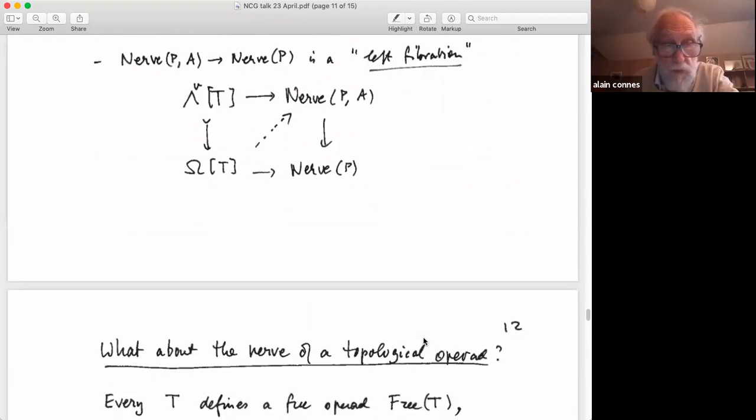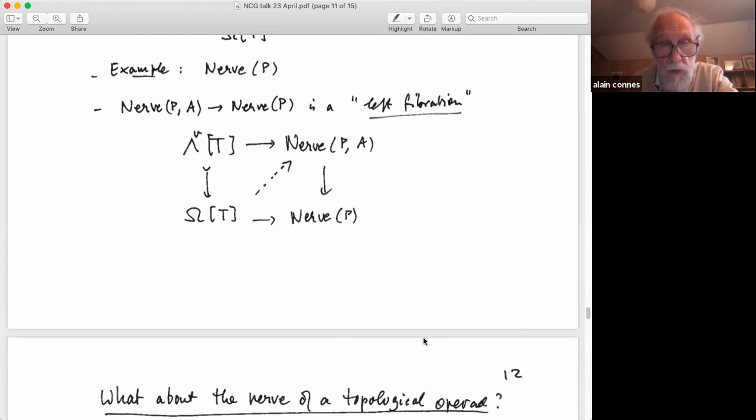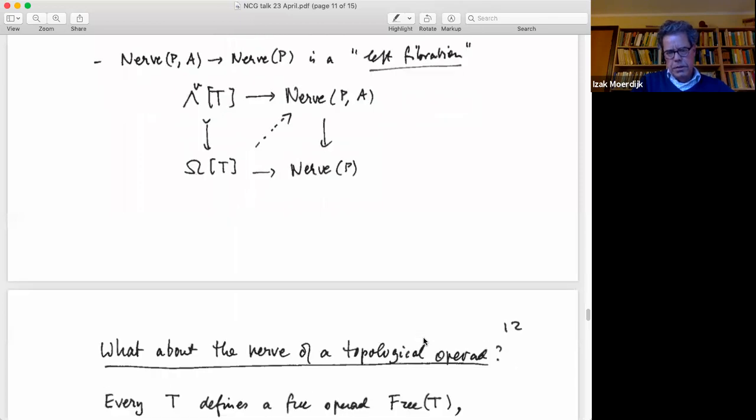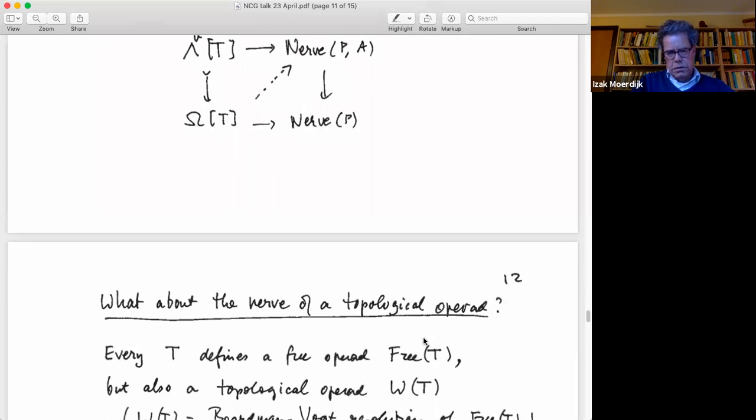But you mean that you have a model structure on the? Yeah, that's the, yes, certainly. Okay. I will come to the model structures in a minute.